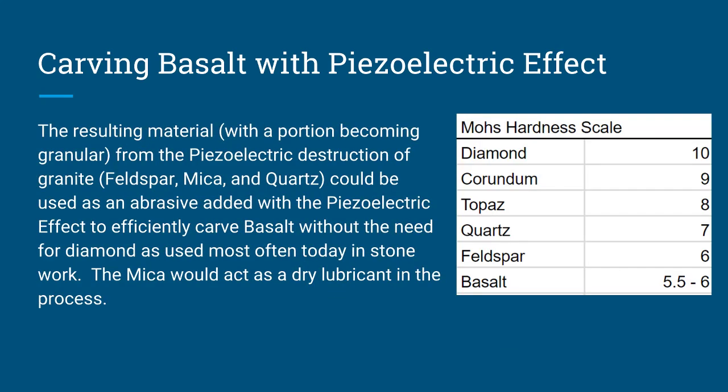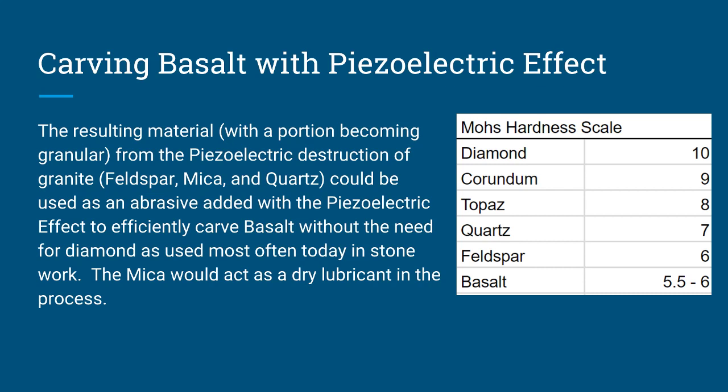Basically, what we have here is quartz, which on the Mohs hardness scale is about a 7. Feldspar, which is also in granite, is at a 6. Basalt ranges between 5.5 to 6 depending on its composition. It's usually softer than granite.